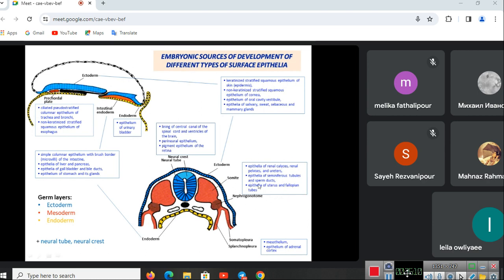These epithelia are listed here. Endoderm gives us the epithelium of intestine, stomach and its glands, liver and pancreas, and also the gallbladder and bile ducts. And also neural tube and neural crest can give epithelia, etc. Prechordal plate gives us the epithelium of trachea and bronchi, and also epithelium of esophagus. So this is actually what you should know.